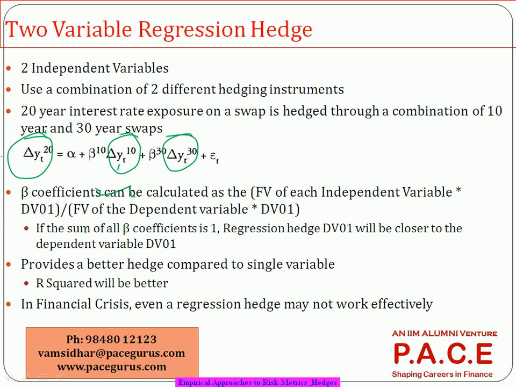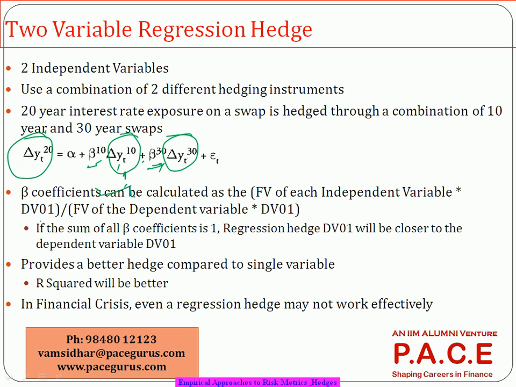So we are taking them as three different values, fitting a regression equation and identifying the values of this beta 10 and beta 30. So which will tell me that probably if a 10-year rate is changed by 1%, keeping everything else constant, what would be the change in the 20-year rate? Same way, beta 30 will tell me if the 30-year rate is changed by 1%, keeping all others constant, what would be the change in the 20-year rate?